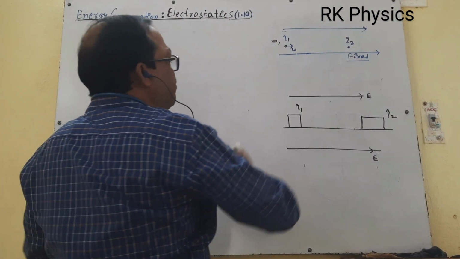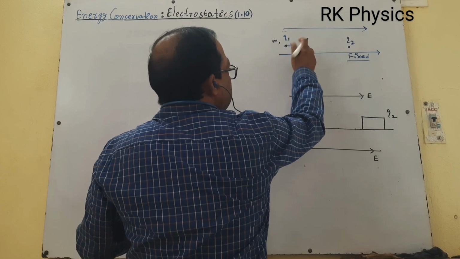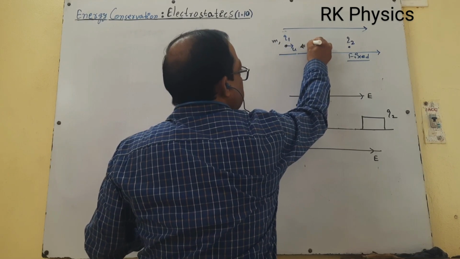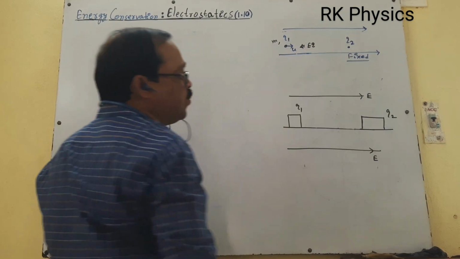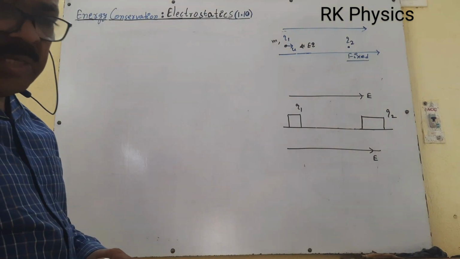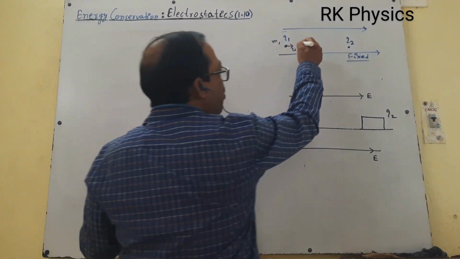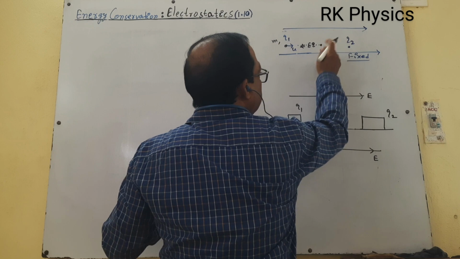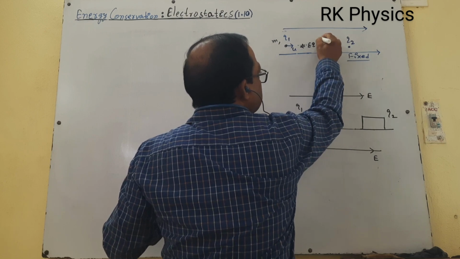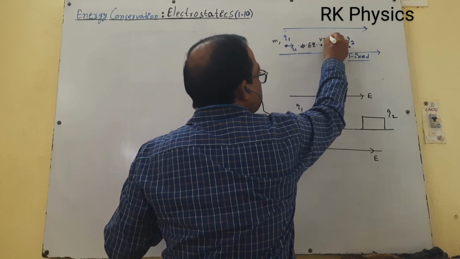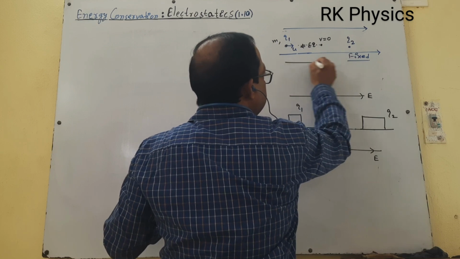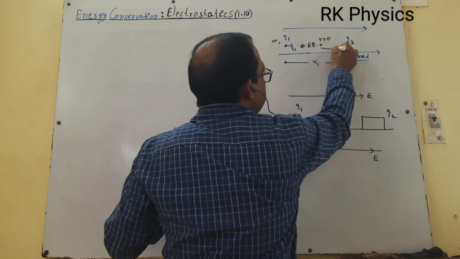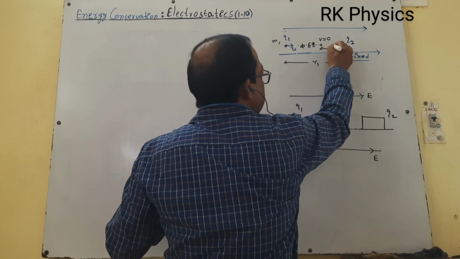Now if this is the case, then q1 experiences a retarding force, that is Eq. Due to that retarding force, its speed goes on decreasing, and the object is brought to rest somewhere here. Now take the initial distance of q1 and q2 as r1, and the final distance as r2.